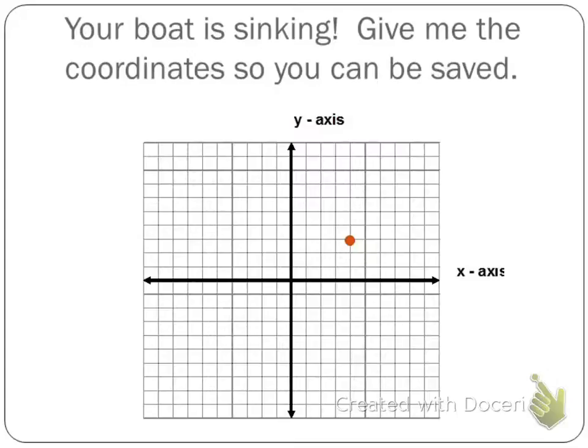Then what am I going to do? Go up how many places? 1, 2, 3. Up is also positive. So that point is at positive 4, comma, positive 3. Again, the first number is what you do left or right. The second number is what you do up or down. Questions on that one?